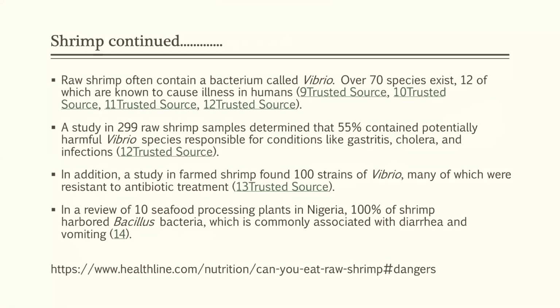Over 70 species exist, 12 of which are known to cause illness in humans. A study in 299 raw shrimp samples determined that 55% contain potentially harmful Vibrio species responsible for conditions like gastritis, cholera, and infections. In addition, a study in farm shrimp found 100 strains of Vibrio, many of which were resistant to antibiotic treatment. In a review of 10 seafood processing plants in Nigeria, 100% of shrimp harbored bacteria, which is commonly associated with diarrhea and vomiting.